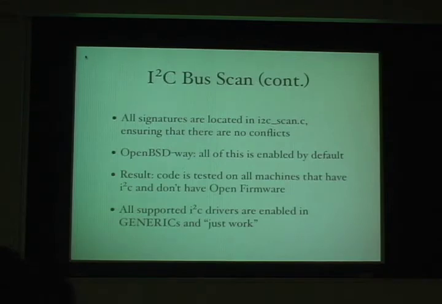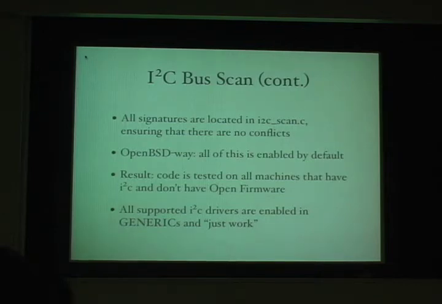All signatures are located in i2c_scan.c, ensuring that there are no conflicts on those architectures that don't have Open Firmware. And we did this, of course, the OpenBSD way. All of this is enabled by default. So when you boot the system, it just works, and the code is tested on all machines that have I2C and don't have Open Firmware. And all supported I2C drivers are enabled in generic and just work.